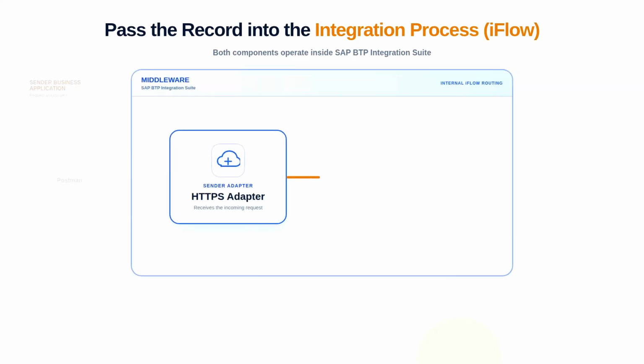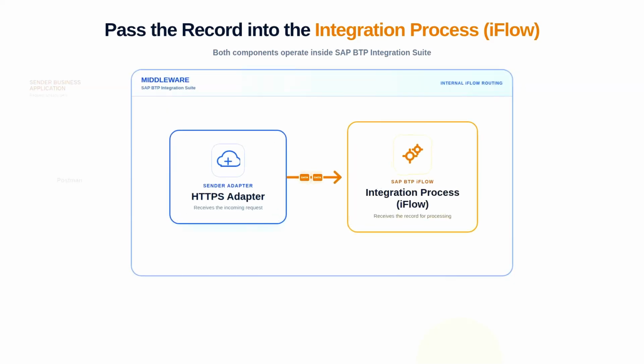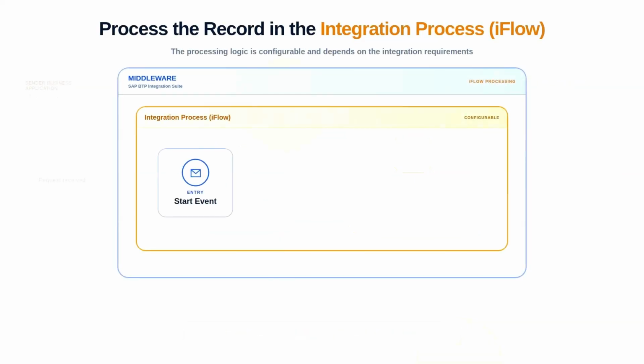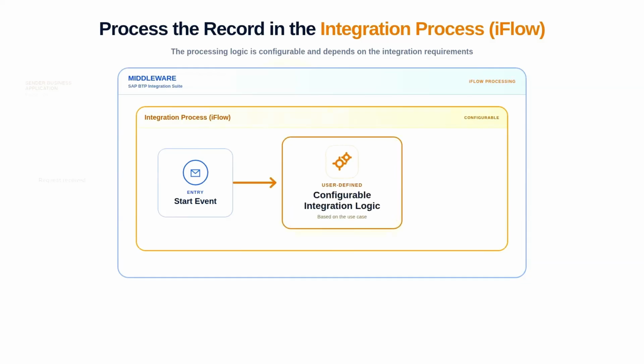HTTPS adapter to iFlow. The HTTPS adapter receives the incoming request inside SAP BTP Integration Suite and passes the record into the integration process iFlow. Integration process iFlow. Inside SAP BTP Integration Suite, the integration process iFlow processes the incoming data according to the configured integration requirements. The actual processing logic can differ depending on the use case.